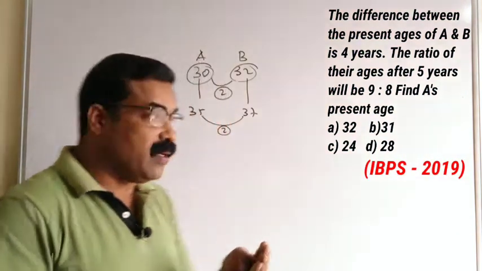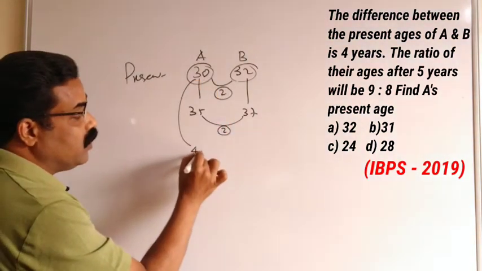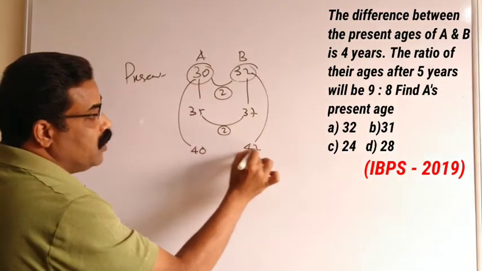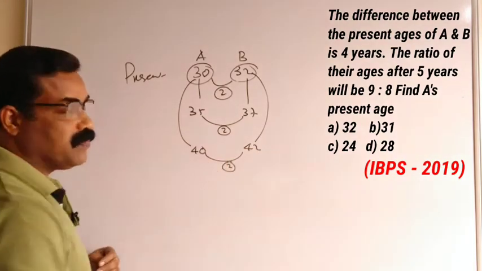After 10 years, what will happen? After 10 years, this person will become 40, this will become 42. Again, the difference is 2 years.